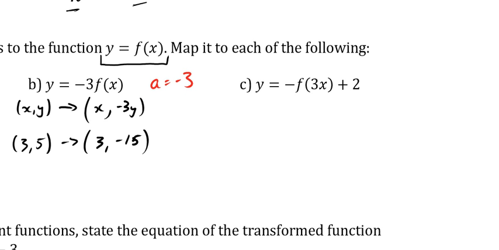Okay, who can tell me what the A value is for C? Negative 1. What is the K value? Somebody else? 1/3? Or 3? I guess it depends on how you do it, but the actual K value is 3. It's going to have an effect of 1/3, but my K value is 3. What about my D?